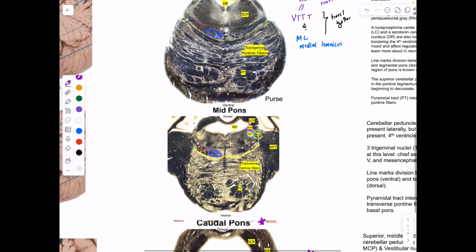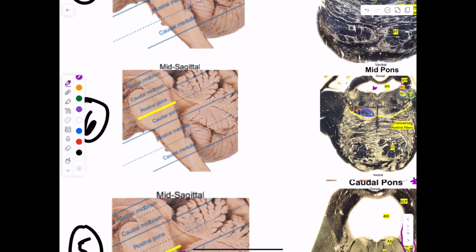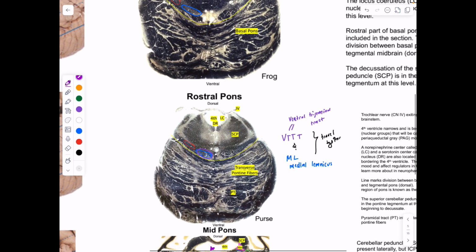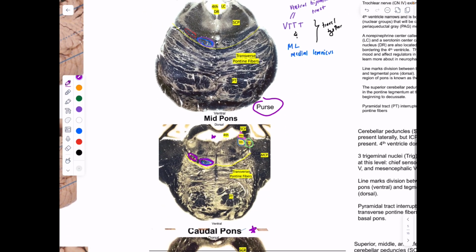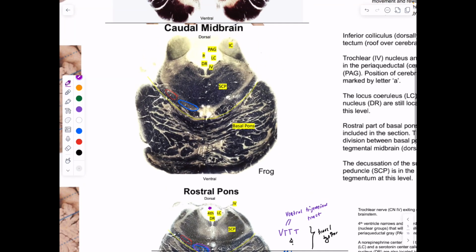All right, now we have more mid-pons, and again, you're like, pons? How do I know pons? Because you have the 4th ventricle overall. All right, again, we're going to be concerned with this region right here, which is medial lemniscus and VTT, and then this guy right here, which is ALS coming up. Same thing, rostral pons, looks like our purse. Okay, and again, you're like, 4th ventricle, pons, got it, crushing it.